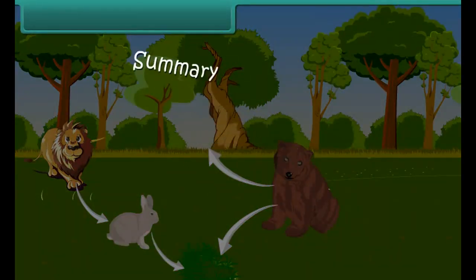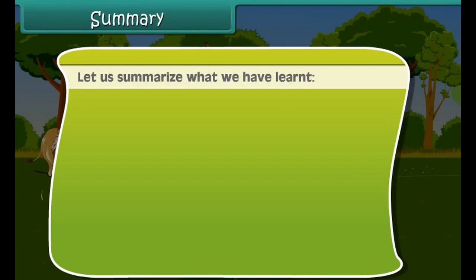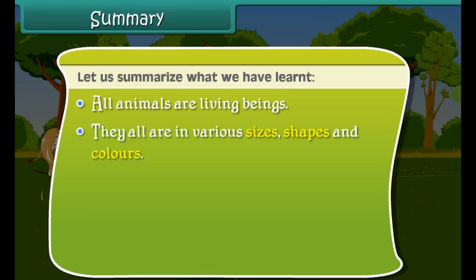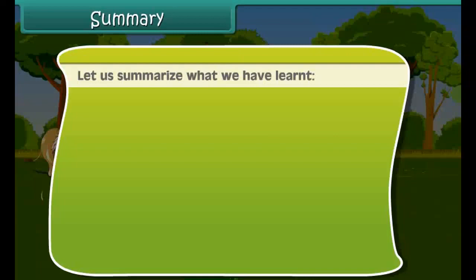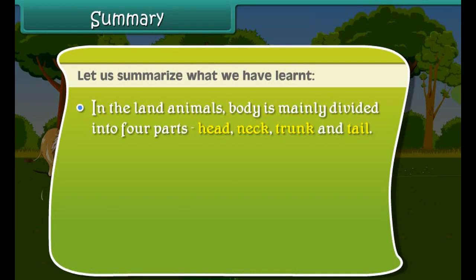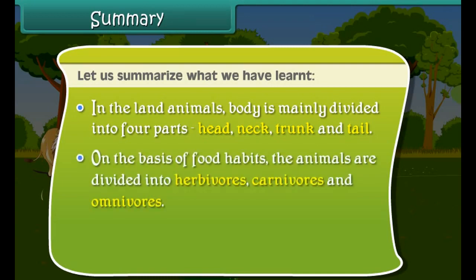Summary. Now friends, let us summarize what we have learned so far. All animals are living beings. They all are in various sizes, shapes, and colors. Animals are of different types like land animals, water animals, amphibians, insects, and birds. The animals that live on land are called as land animals. In the land animals, body is mainly divided into 4 parts: head, neck, trunk, and tail. On the basis of food habits, the animals are divided into herbivorous, carnivorous, and omnivorous.